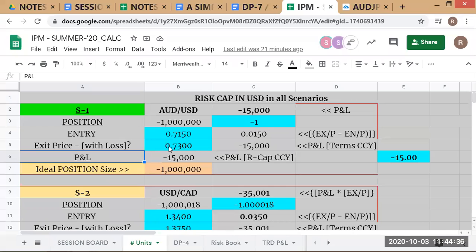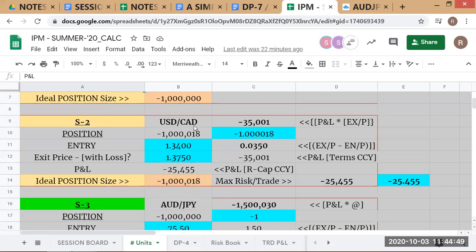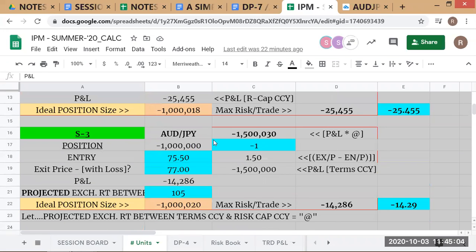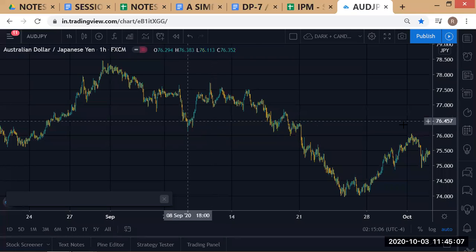Here, the exit price was the Aussie rate itself, and then here there was no exit. Actually, we didn't have to do anything because the PNL currency and the risk cap currency were the same. Second one, we knew that exit was going to happen at this rate, and so we use this rate to convert the candy loss to a dollar loss. And there's no uncertainty here. But here there's uncertainty because I have no way of knowing, and nobody has any way of knowing.